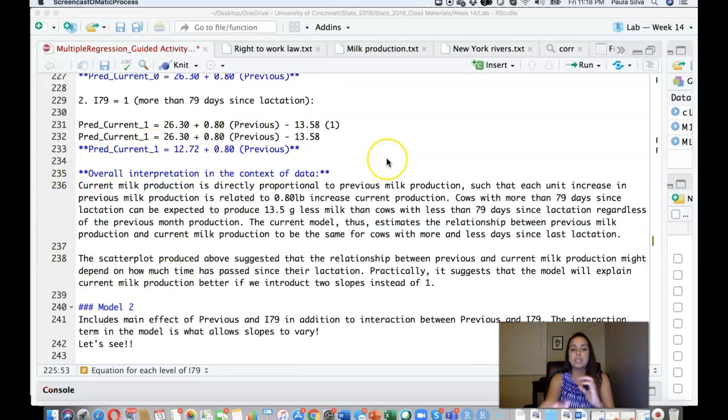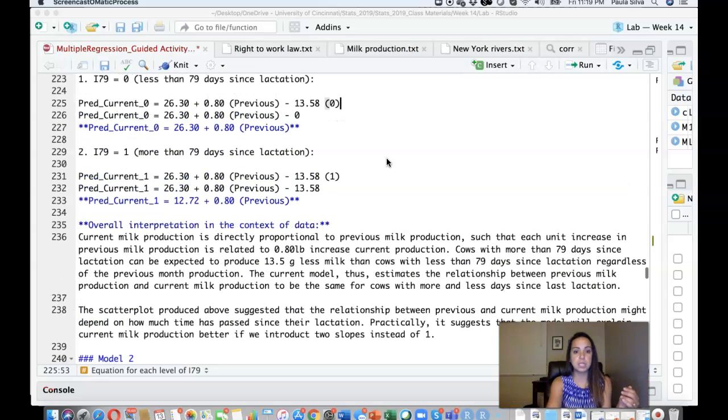So let's do the overall interpretation of this first model in the context of data. What this model is telling us is that current milk production is directly proportional to previous milk production, such that each unit increase in previous milk production is related to 0.80 increase in current production. Cows with more than 79 days since lactation can be expected to produce 13.5 grams less milk than cows with less than 79 days since lactation, regardless of previous month production, right? We have no interaction effect there. The current model thus estimates the relationship between previous milk production and current milk production to be the same for cows with more and less days since lactation, right? So see, the slope is the same.